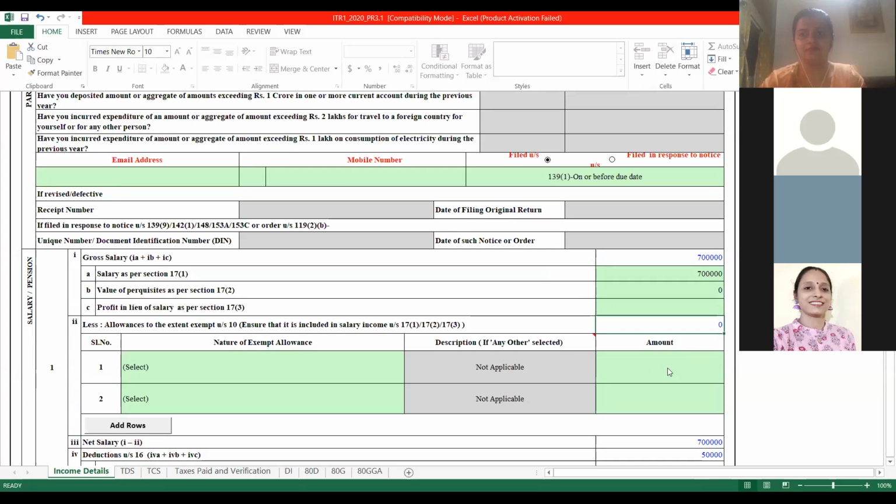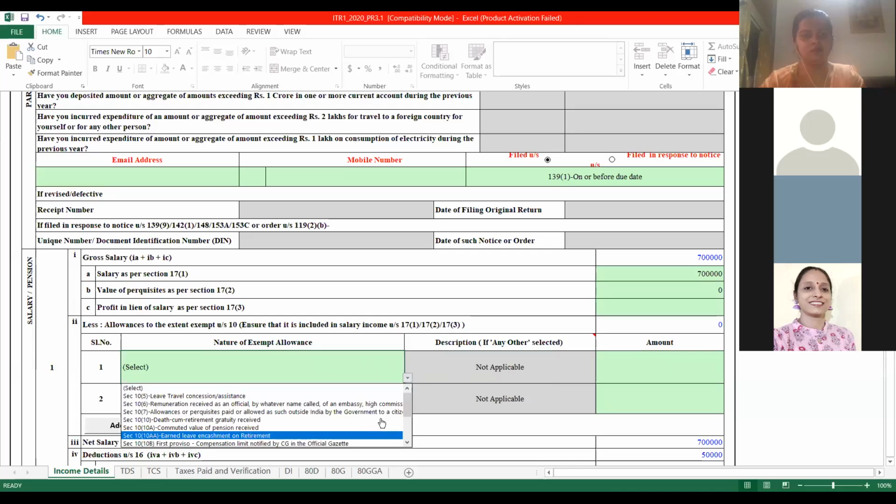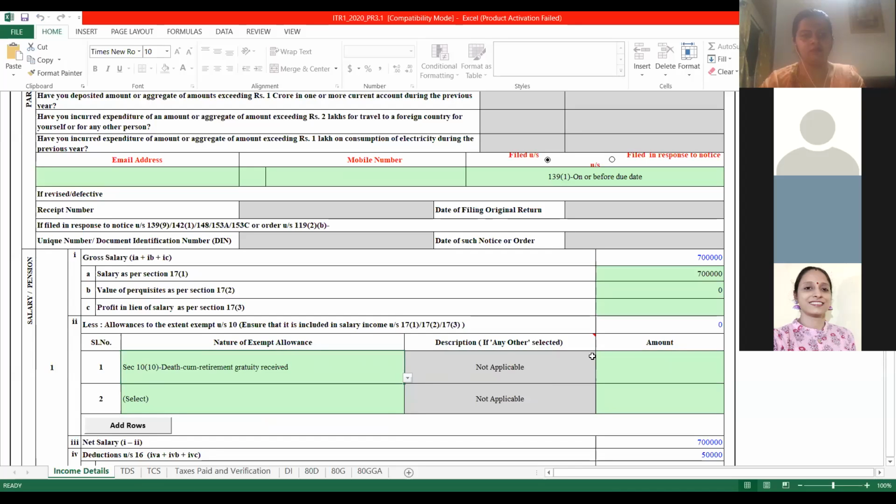Okay, then say for example, entering 0 is not compulsory. If I don't enter anything, it is taken to be 0. Then coming to the allowances, here it clearly says allowances to the extent exempt under section 10. So you have to write the amount which is exempt under section 10. Say for example, we will take gratuity: a retired person who has received gratuity of 1 lakh, out of which 50,000 is the amount which is exempt. So I'm writing the exempt amount over here.